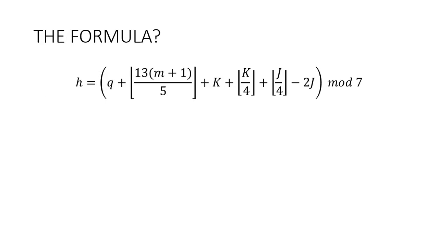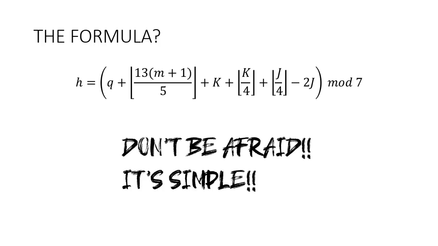So what is the formula? It's this huge expression here. It looks complicated, but it's not, so don't be afraid. It's simpler than it looks. I'm going to explain to you in detail what these variables are, h, q, m, k, j, what these operations are, mod, and these weird brackets, which are called the floor function. So don't be afraid.